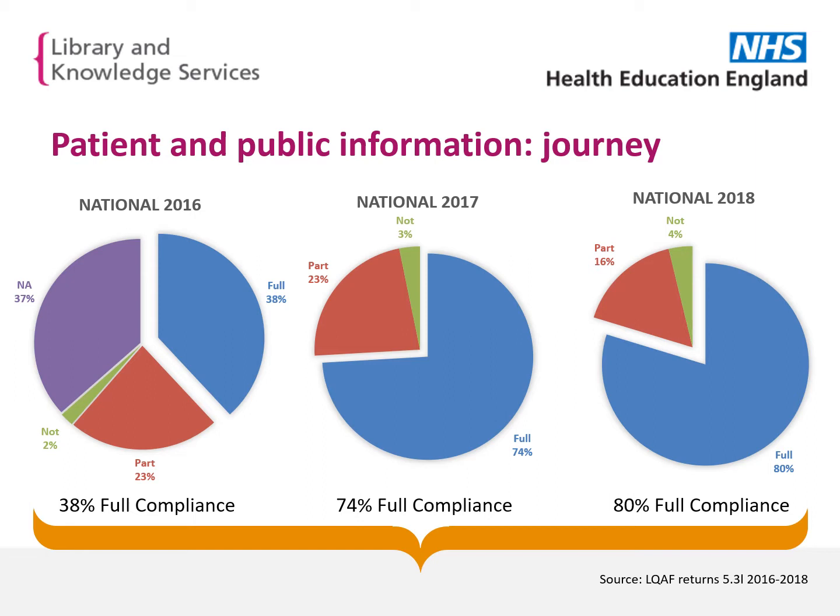The proportion of services that were fully compliant on patient and public information rose from 38% in 2016 to 74% in 2017 and to 80% in 2018. Most NHS library knowledge services are therefore likely to have ongoing patient and public information activities you could draw upon as part of your evidence for Outcome 2.